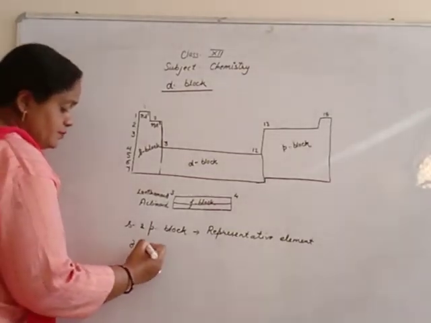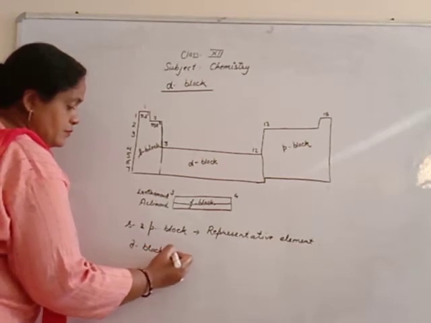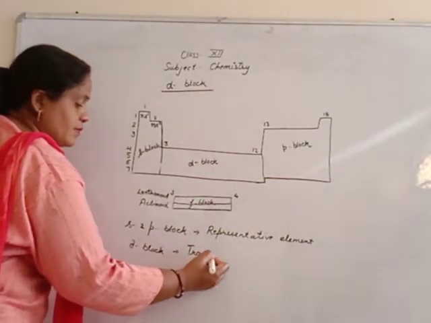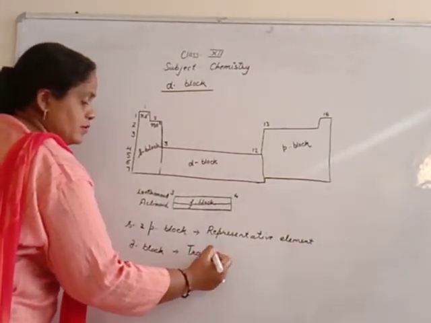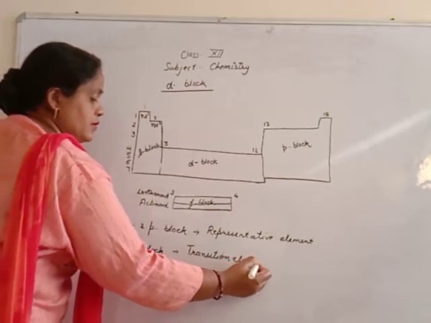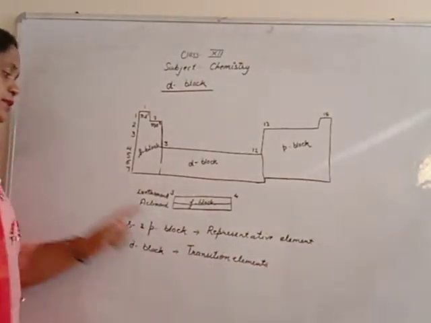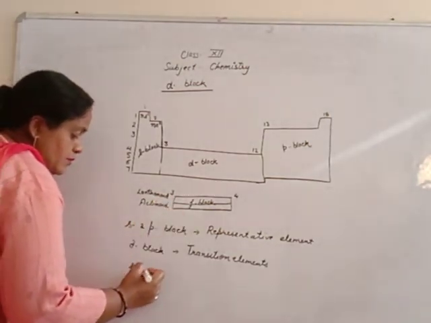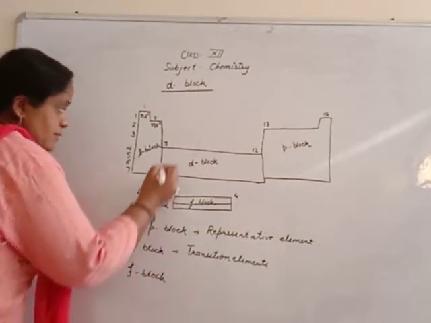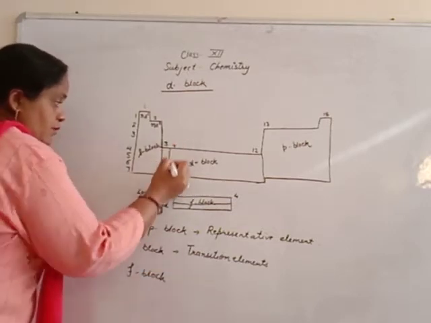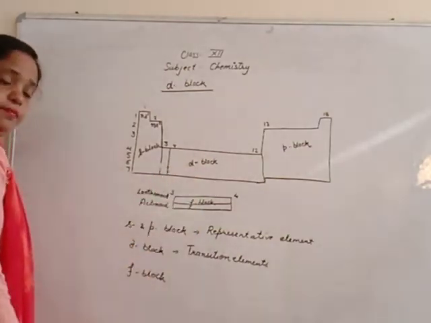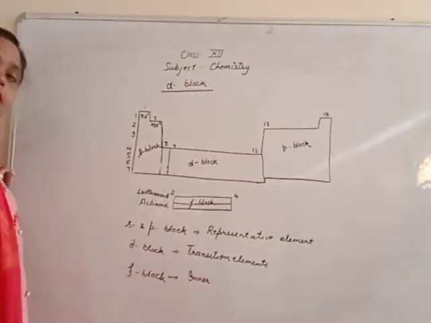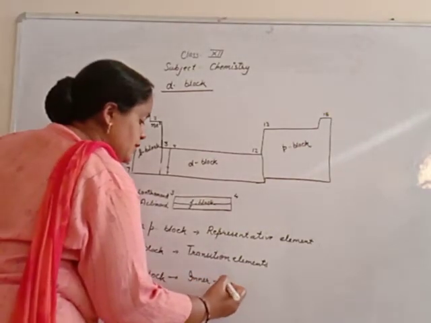D block elements are known as transition elements. Elements involved in D block are known as transition elements. And in case of F block, beta, these F block elements are present between D block elements, like this and this position, so these are known as inner transition elements because they are present inside the transition elements.